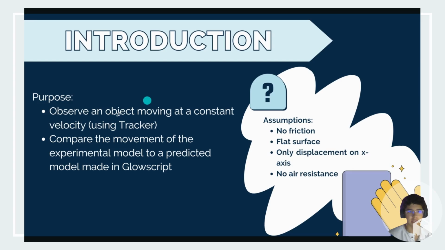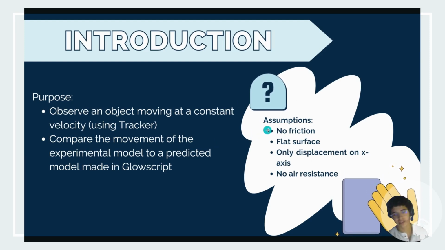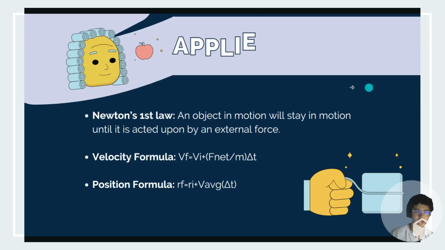So, a brief introduction. The purpose of this lab was to observe an object moving at a constant velocity using Tracker and compare the movement of the experimental model to a predicted model made in GlowScript. For the calculations, we were assuming that there is no friction. It is a flat surface. There is only displacement on the x-axis and no air resistance.